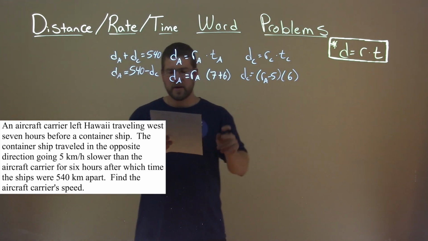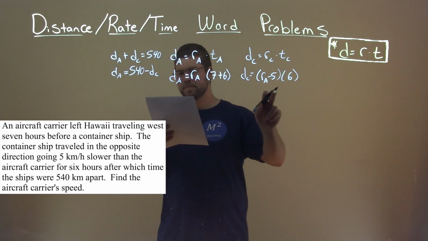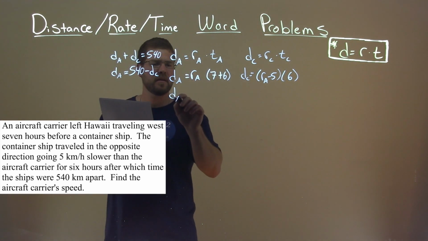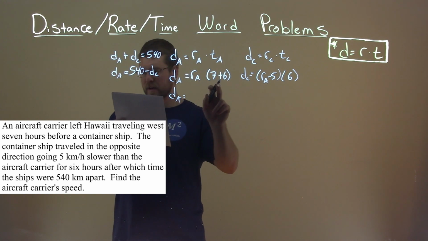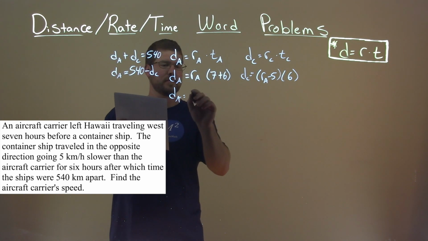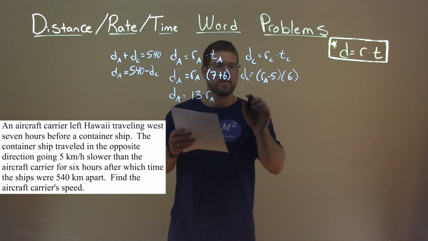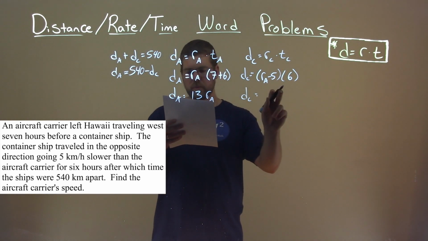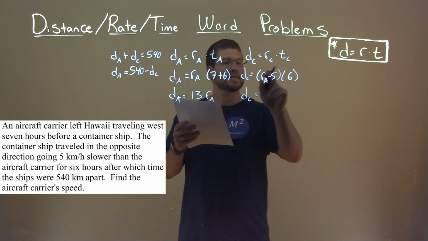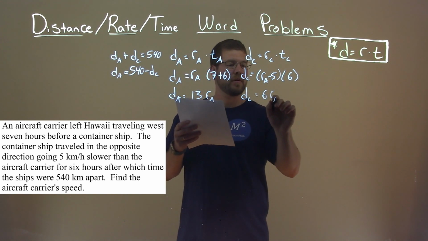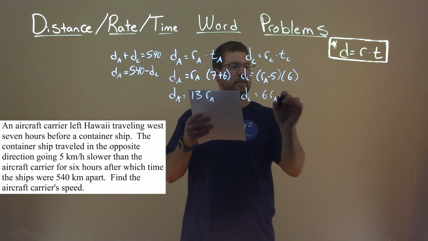So let's simplify these a little bit if we can. d sub a is equal to r sub a times 7 plus 6, which is 13. So let's go 13 r sub a. Same thing with d sub c. Let's distribute that 6 across. 6 times r sub a is 6 r sub a, and minus 5 times 6, which is 30.